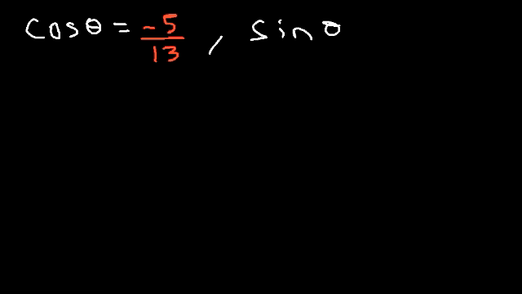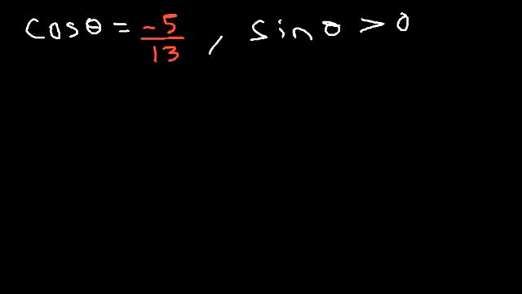Try this one. Let's say cosine theta is equal to negative 5 over 13. And also, sine theta is greater than 0. Go ahead and find the other 5 trigonometric functions. Find their values.